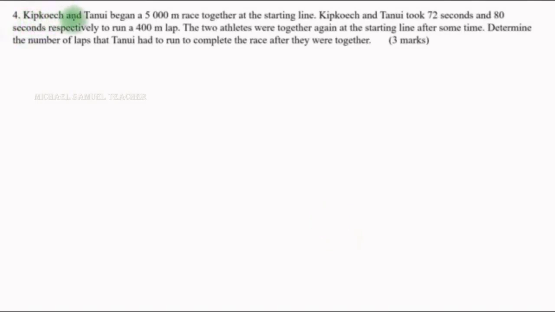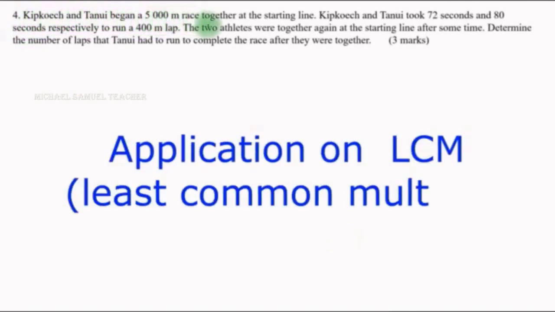So Kipkoech and Tanui began a 5,000 meter race together at the starting line. Kipkoech and Tanui took 72 seconds and 80 seconds respectively to run a 400 meter lap. The two athletes were together again at the starting line after some time. Determine the number of laps that Tanui had to run to complete the race after they were together.